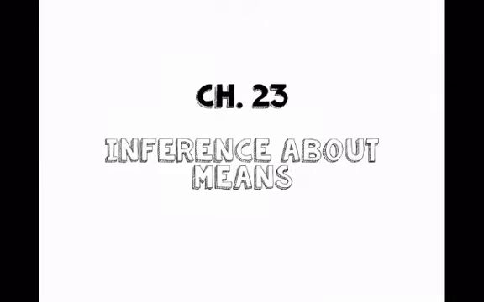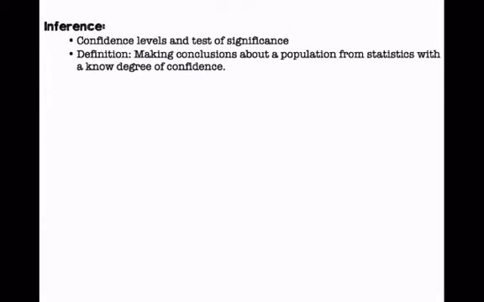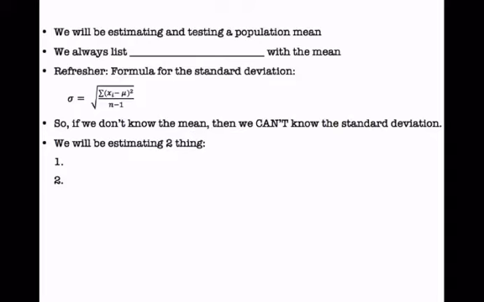Alright, in this video we're going to do Chapter 23, Inference about Means. Remember, when we're dealing with inference, we could be doing a confidence level, or we could be doing a test of significance. The definition of inference is making conclusions about a population from a statistic with a known degree of confidence. We will be estimating and testing a population mean. Before we've been doing population proportion, so now we're looking at means.